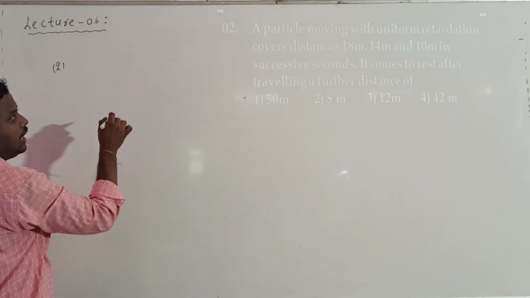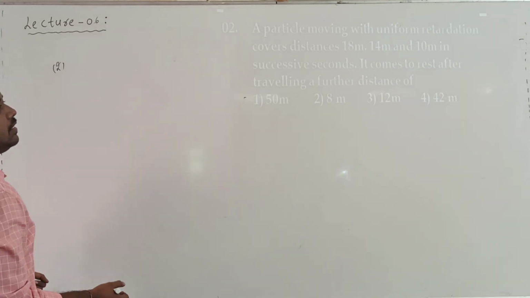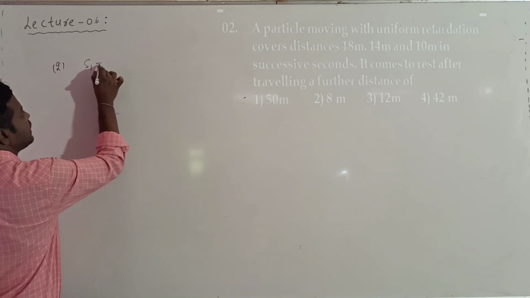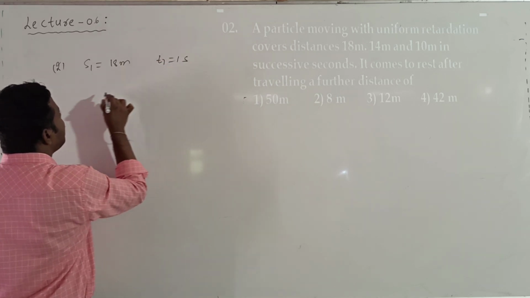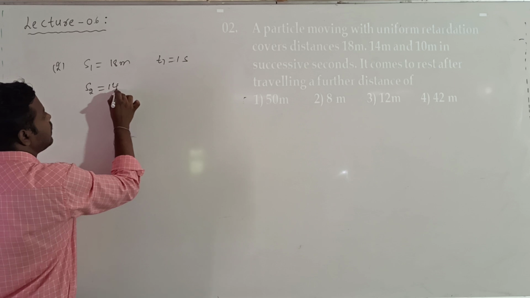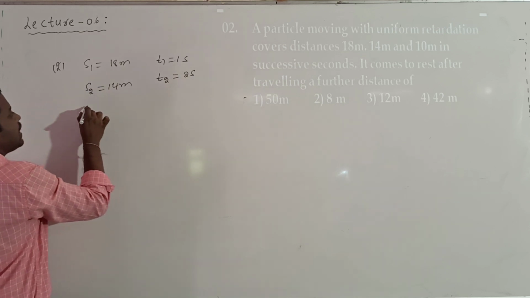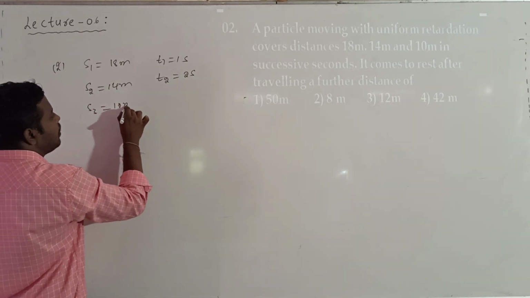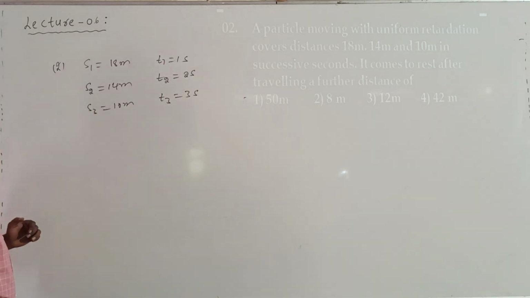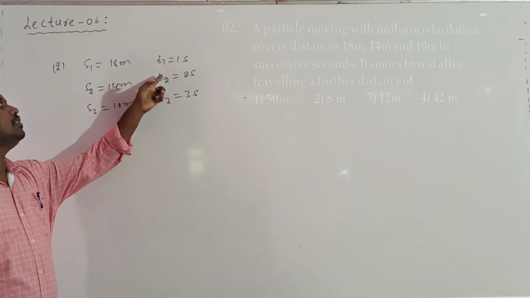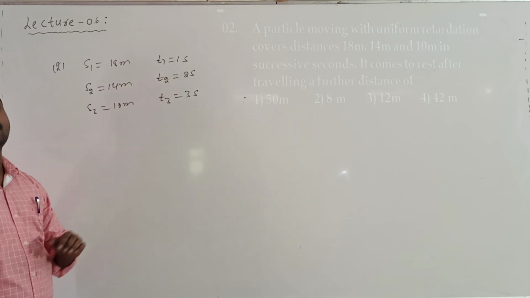Uniformly retarded motion. It covers distances of 18 meters, 14 meters, 10 meters in successive seconds. So I can call the first distance S1 is equal to 18 meters in a time of t1 is equal to 1 second. S2 is equal to 14 meters in a time of t2 is equal to 2 seconds. Similarly, S3 is equal to 10 meters in a time of t3 is equal to 3 seconds. Why did I take 1, 2, 3? Because the times are not mentioned, they are telling successive intervals of time. So the first time is 1 second, the second time 2 seconds and the third time 3 seconds.